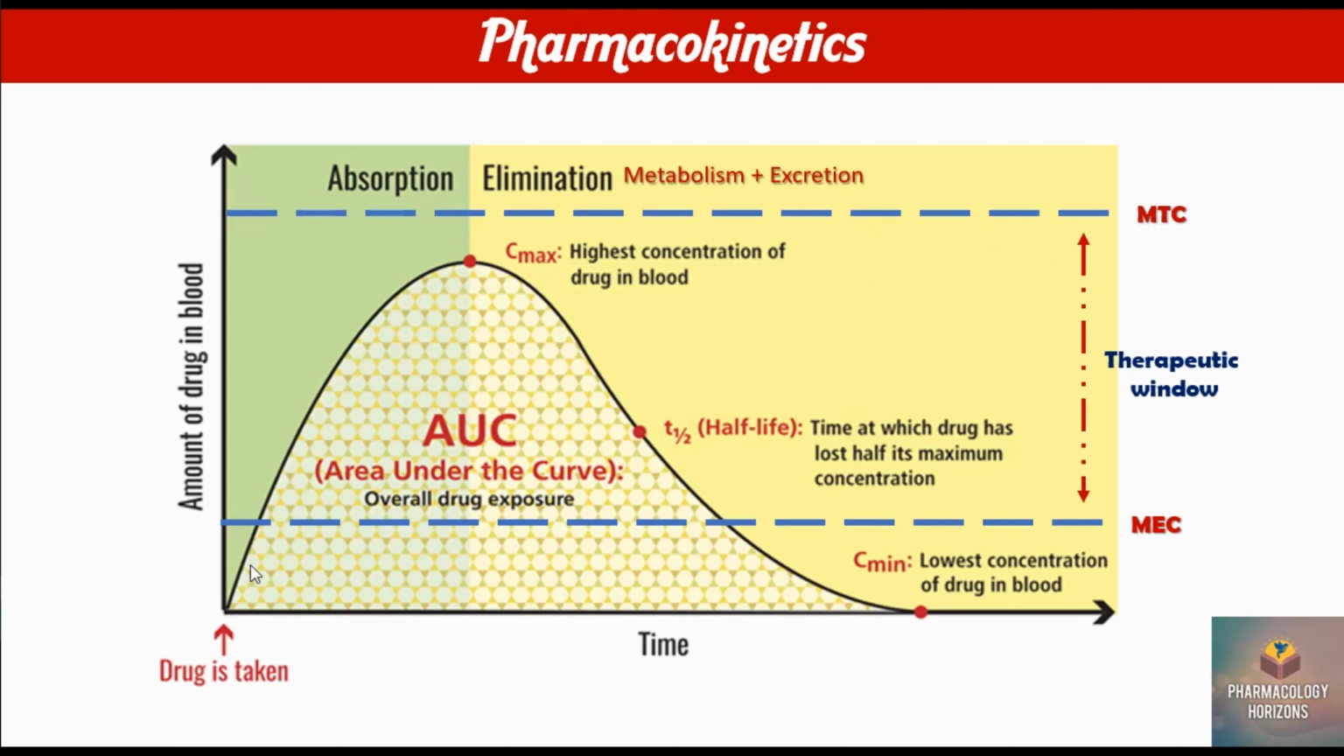So obviously your drug dosing should give your amount of drug in the blood between the two lines. The distance between the two lines is called the therapeutic window. As the therapeutic window is higher, or the distance between the MEC and the MTC is higher, you have larger dosing intervals to give for this drug. So this drug is said to be safe.